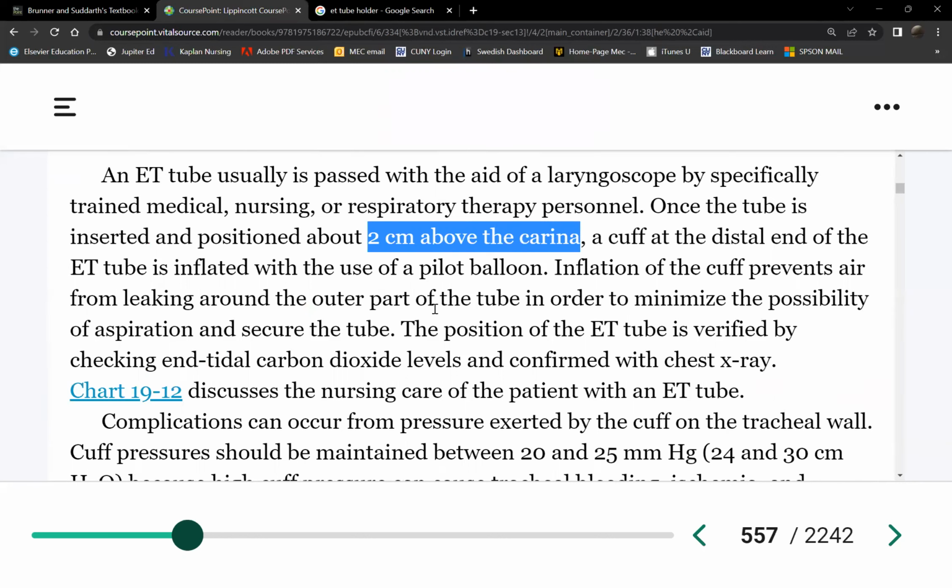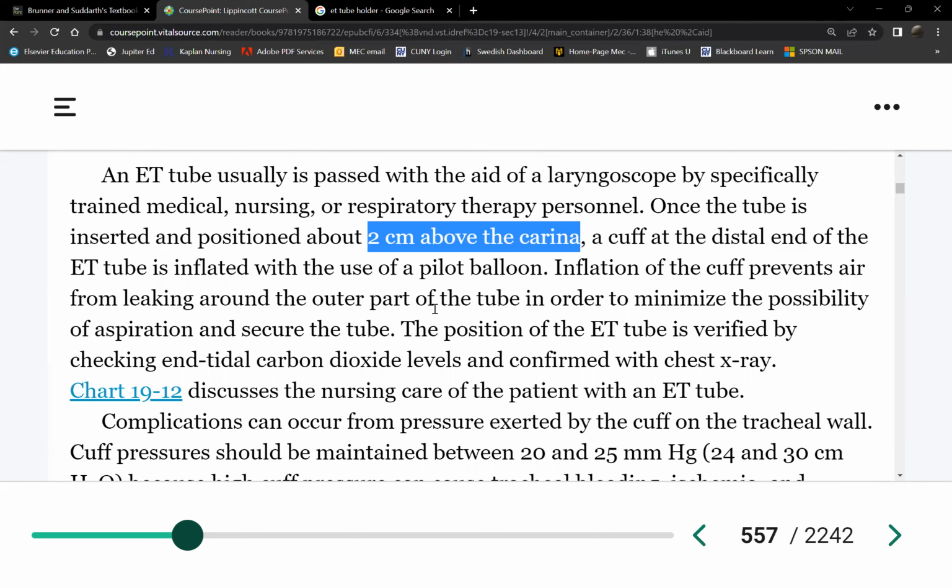Where's the carina? It's the bifurcation. Where your left and right mainstem bronchi branch, that is the carina. If you were standing up, that would be your perineal area, and that would be the carina. That fork right there is the carina.